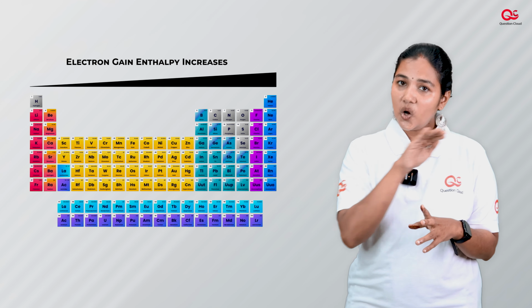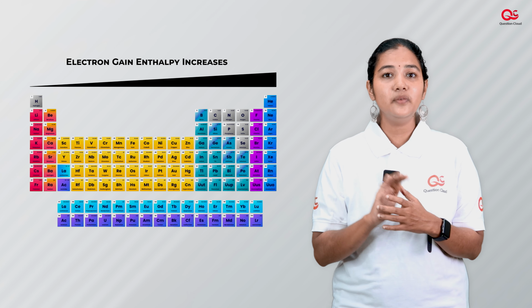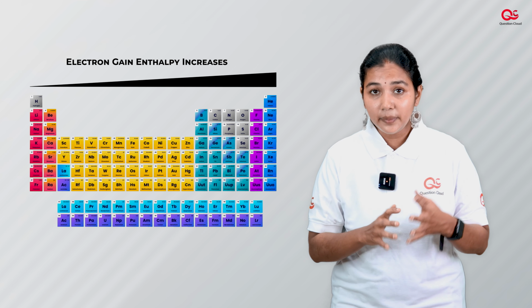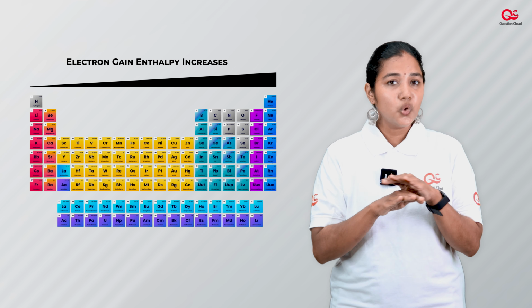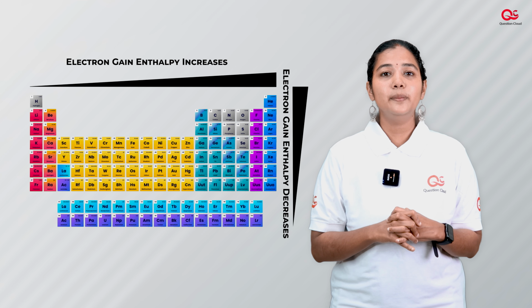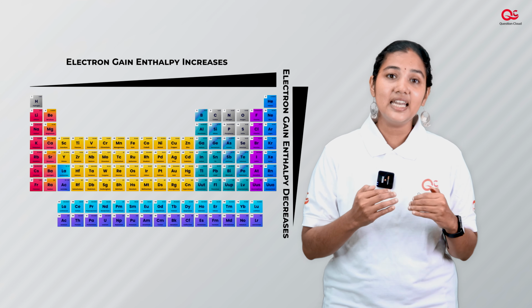So that is why along the period, electron gain enthalpy will be getting increased, and down the group, the metallic nature will be getting increased. So there is no necessity to gain the electron. So down the group, electron gain enthalpy will be getting decreased, that is less negative.